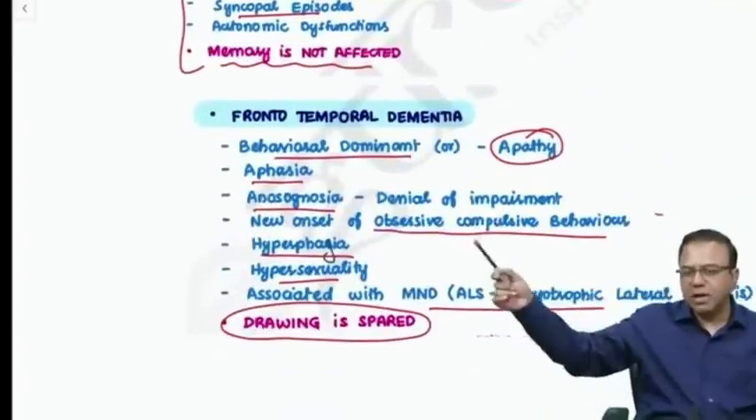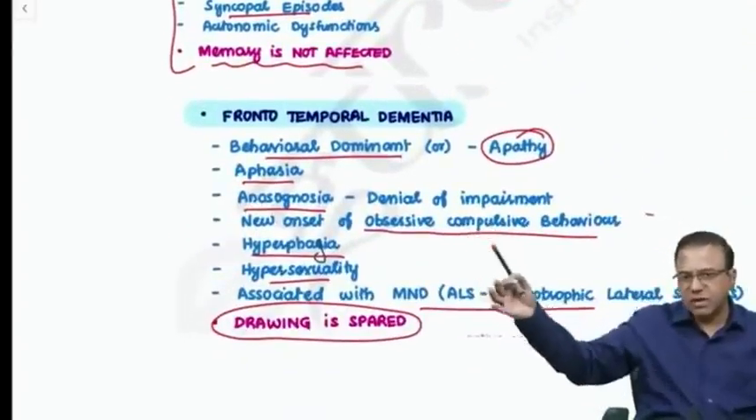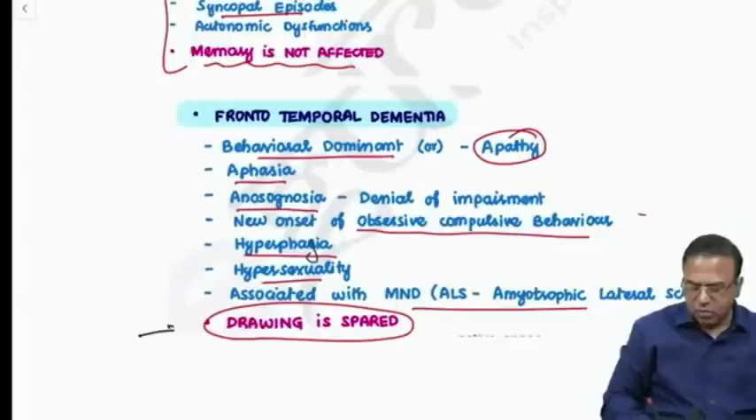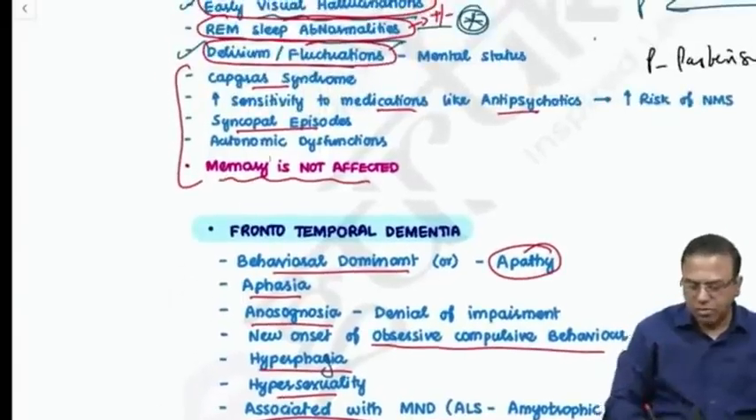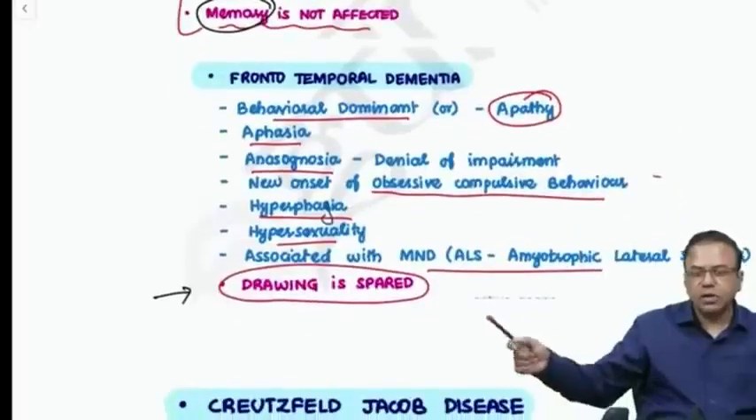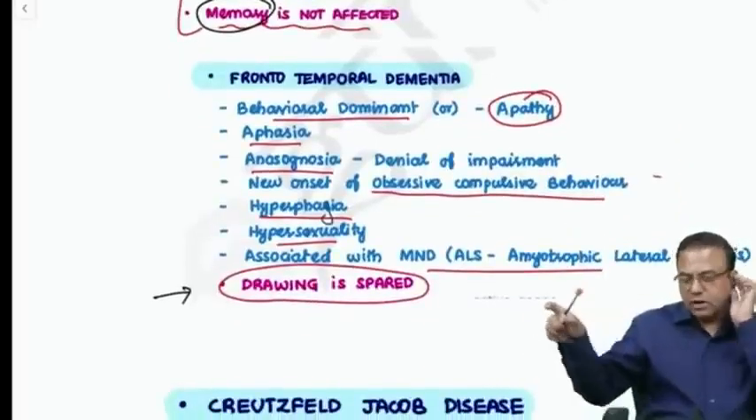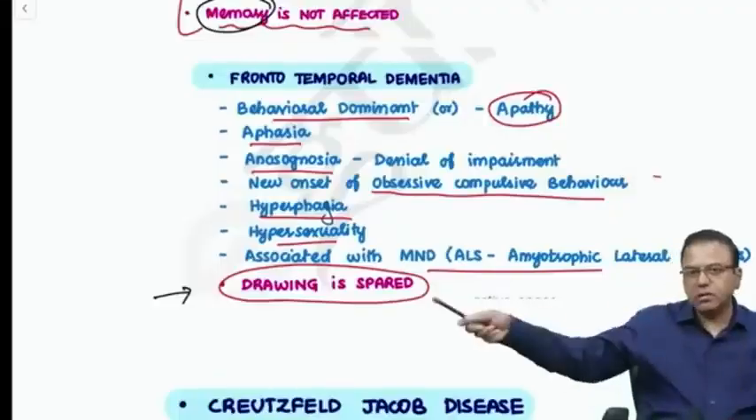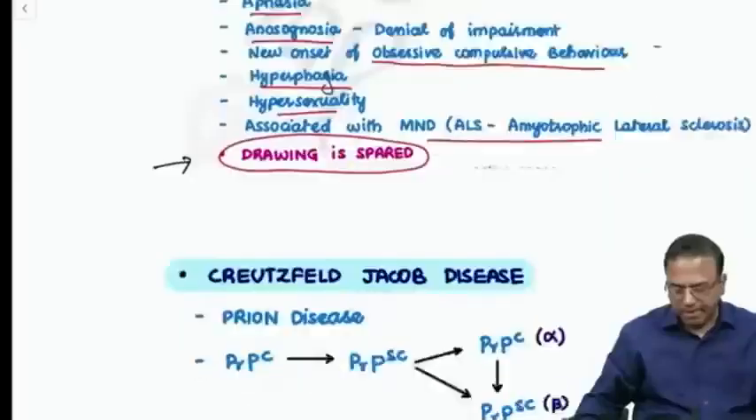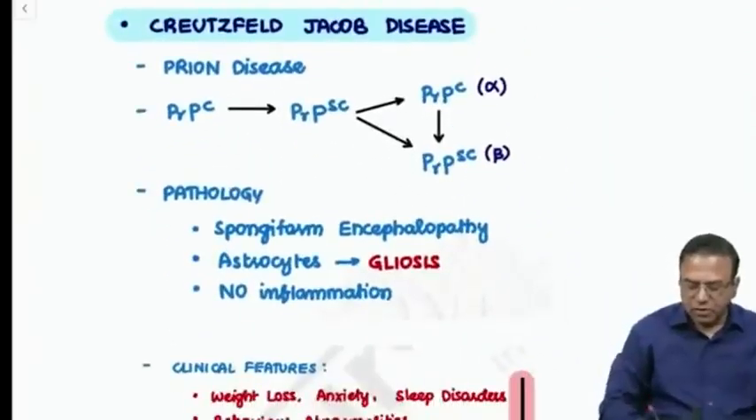Frontotemporal dementia is mainly a behavioral problem. Aphasias may be there. Drawing is spared, an MCQ they keep asking. What is spared? In Lewy body, memory is spared. In this condition, because the occipitoparietal area is not affected, and the parietal lobe deals with spatial orientation, that's the reason drawing is spared in this patient. Creutzfeldt-Jakob disease is a prion disease.